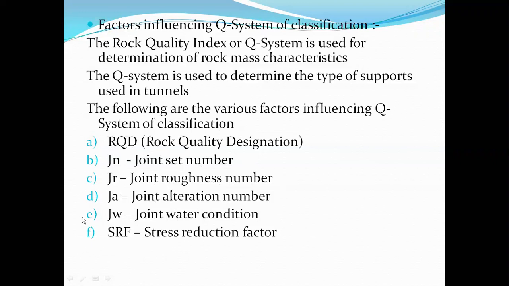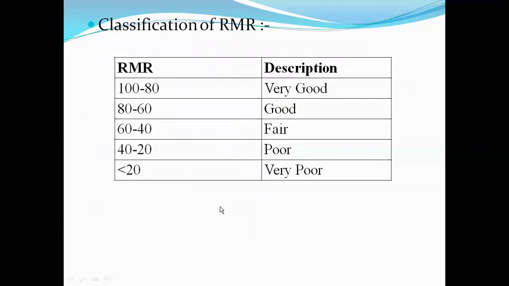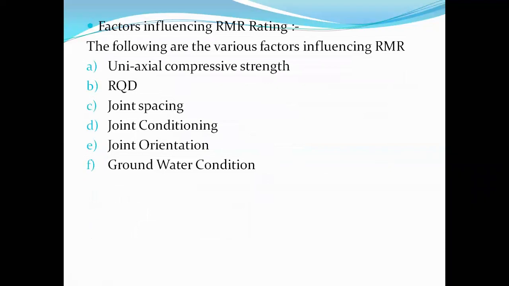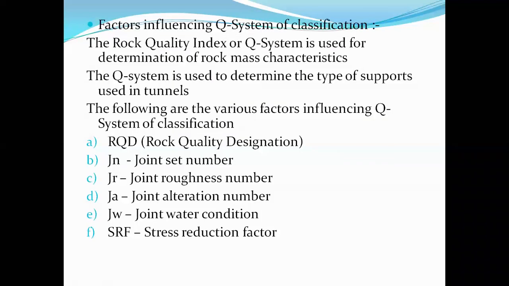These are all the different factors, in total 6 factors which influence the Q system of classification. If you look at both the systems, RMR and Q system, one factor is common, that is RQD. RQD is common in both systems of classification. This is very important from the entrance point of view. RQD, joint set number, joint roughness number, joint alteration number, joint water condition, and stress reduction factor.